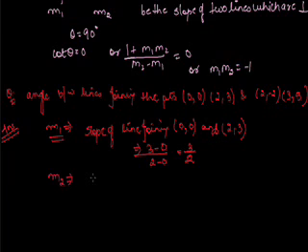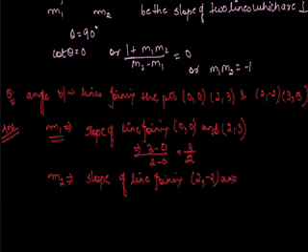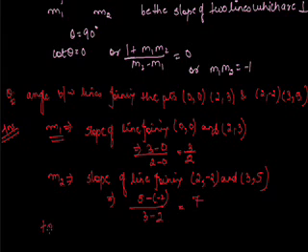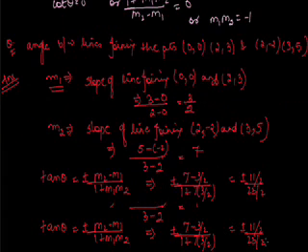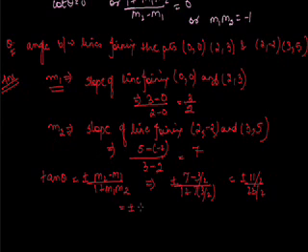So m2 will be equal to the slope of the line joining (2, -2) and (3, 5). So it will be 5 minus (-2) upon 3 minus 2, which is equal to 7. Now as we know that tan theta is equal to plus minus (m2 minus m1) upon (1 plus m1 m2). So by putting in the values, it will be (7 minus 3 by 2) upon (1 plus 7 times 3 by 2), which is equal to plus minus 11 by 2 divided by 23 by 2, which is equal to plus minus 11 by 23. Therefore theta is equal to, as usual, tan inverse 11 upon 23, plus minus.